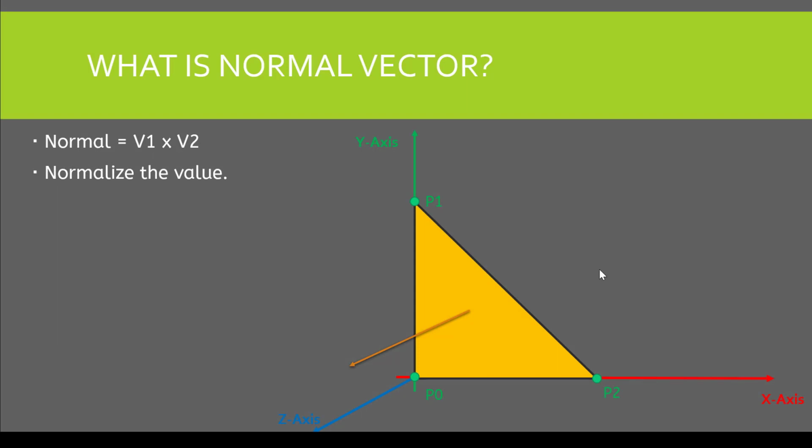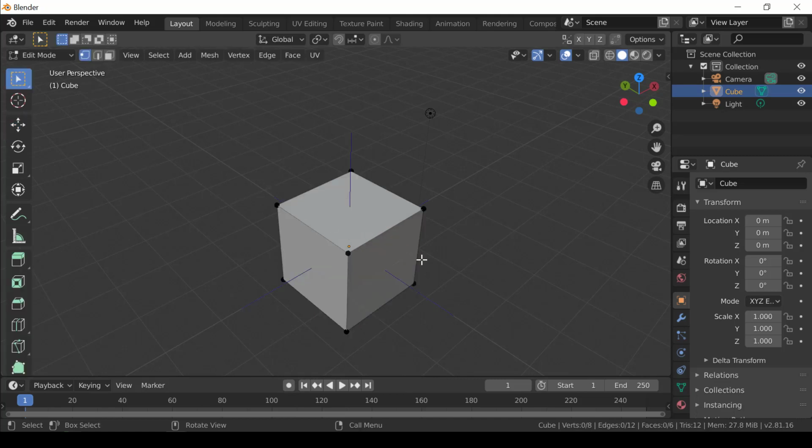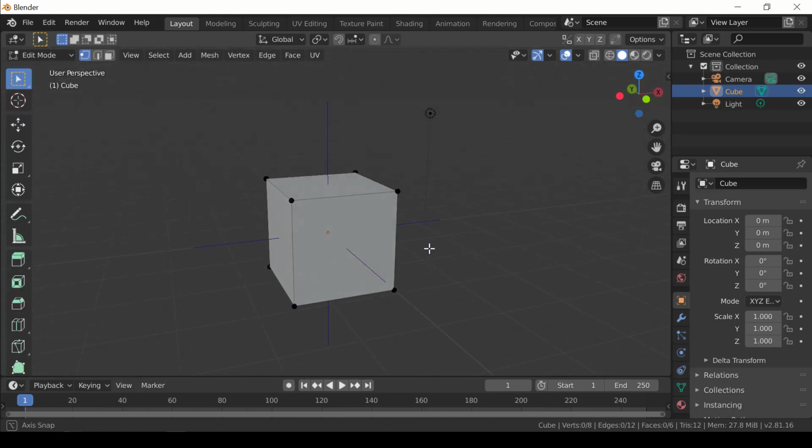So, the question now again, what is the normal vector? We'll go to Blender 3D software and check the normal from there to make things more clear. This is Blender 3D and we have a simple shape here, which is a cube. Now if we select the cube and go into edit mode, here you will find the settings.